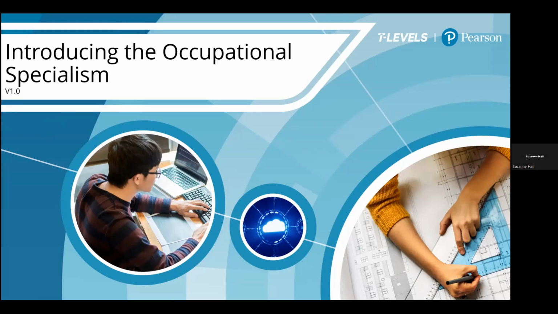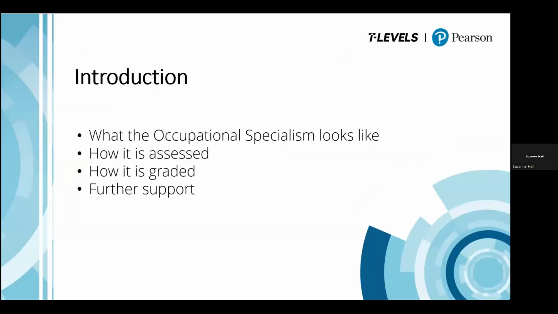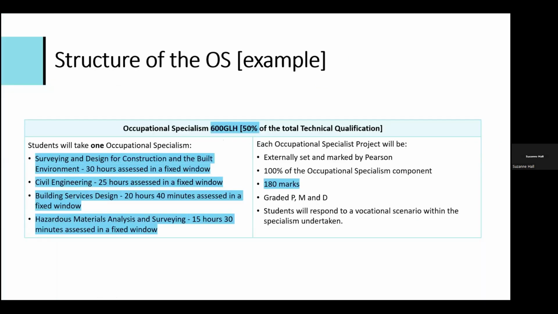Hi everyone, welcome to this on-demand briefing with regards to the T-level Occupational Specialism. This is the third in our Keeping It Simple series for T-levels, and in this particular briefing we're going to look at the Occupational Specialism. So we're going to look at what it looks like, how it's assessed, how it's graded, and also some further supports that are specific to the Occupational Specialism.